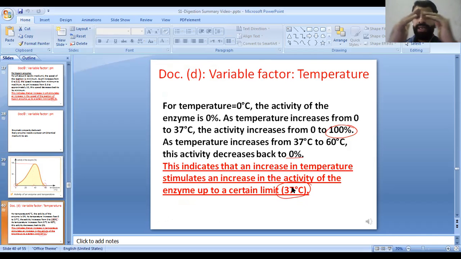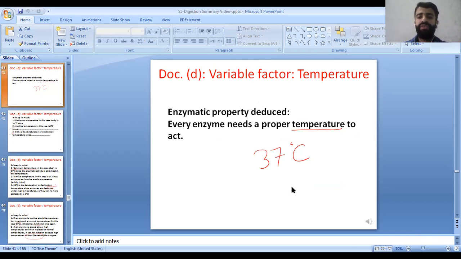This indicates that an increase in the temperature stimulates an increase in the activity of an enzyme up to a certain limit, which is 37. So here, every enzyme needs a proper temperature to act. So till now, we have three characteristics or three properties for the enzyme.